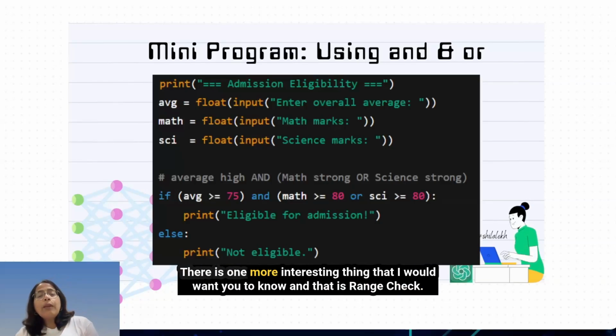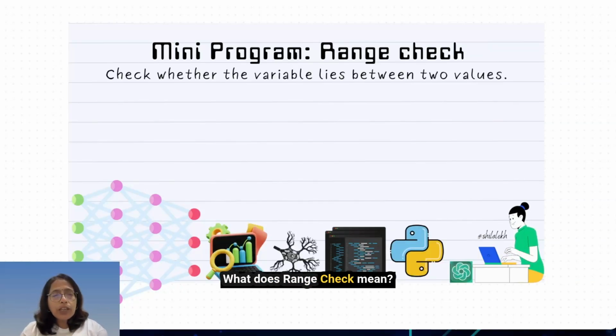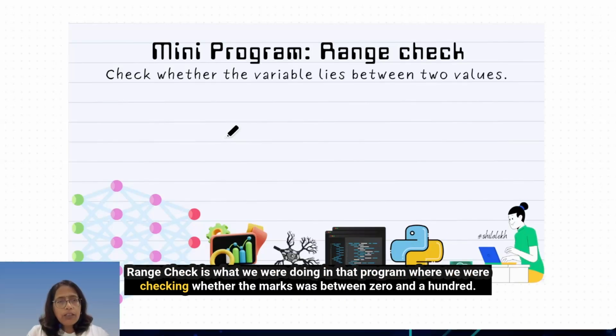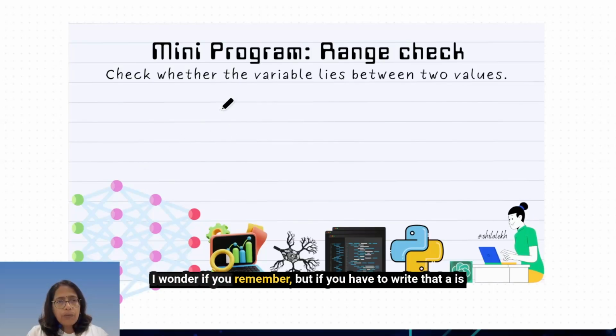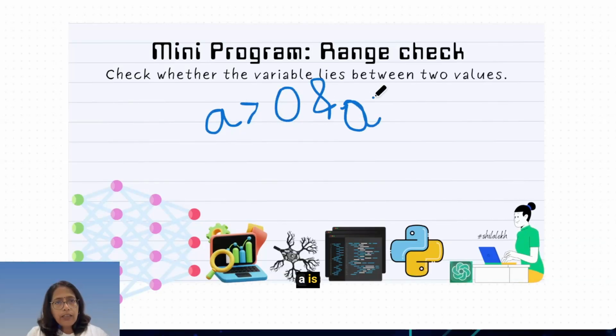There is one more interesting thing that I would want you to know, and that is range check. What does range check mean? Range check is what we were doing in that program where we were checking whether the marks was between 0 and 100. I wonder if you remember, but if you have to write that, A is greater than 0 and A is less than 100.